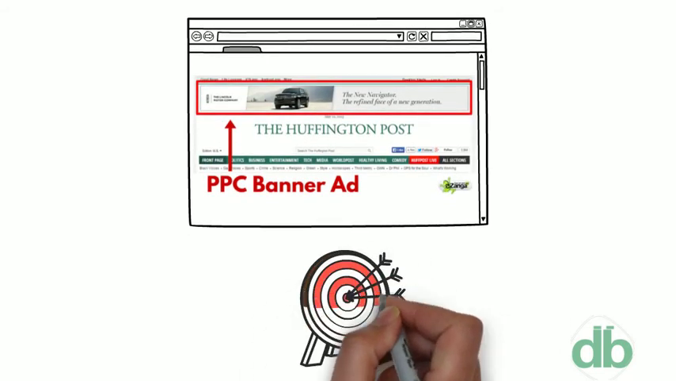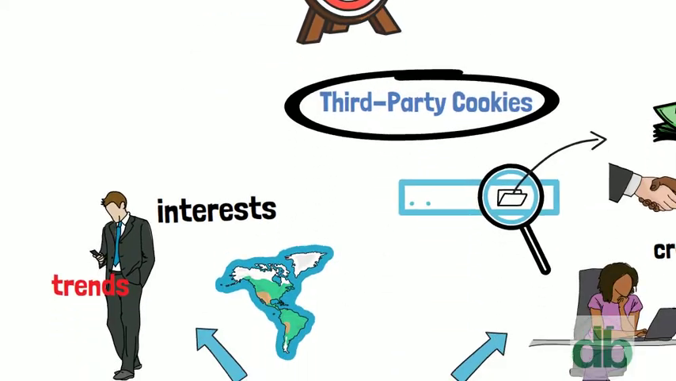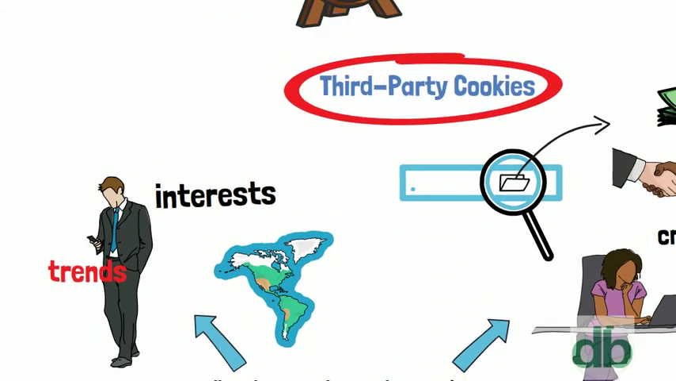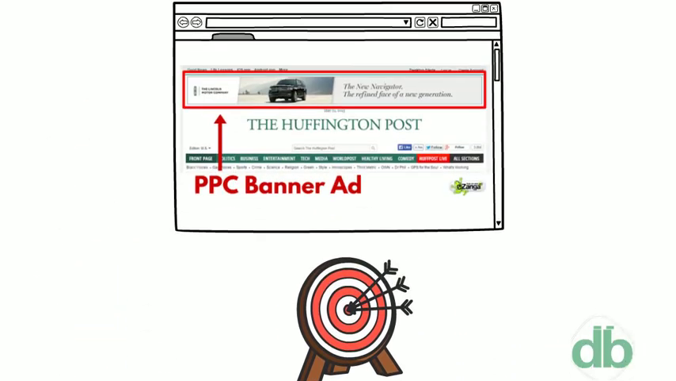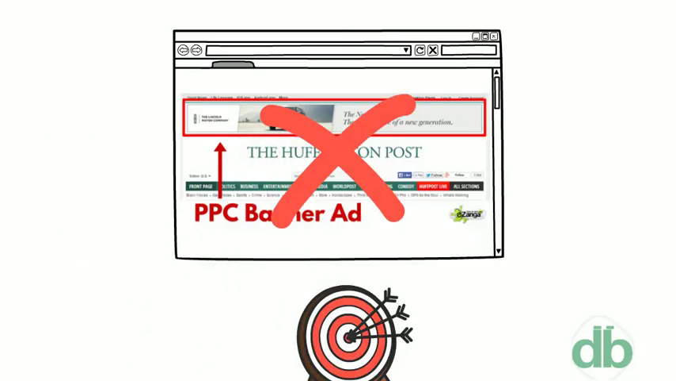By tracking your habits and providing targeted ads, third-party cookies serve a useful purpose for marketers but can seem pesky and intrusive to internet users. That's why you have the option to block them.